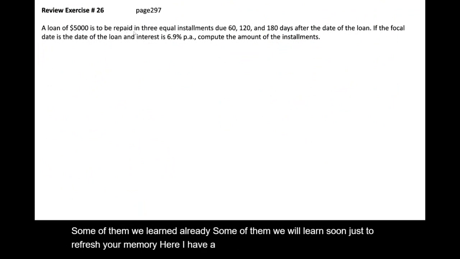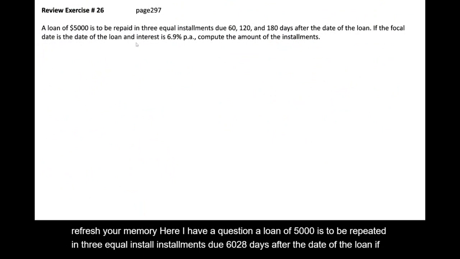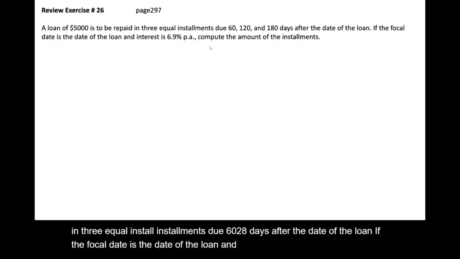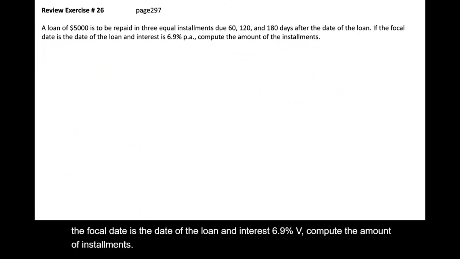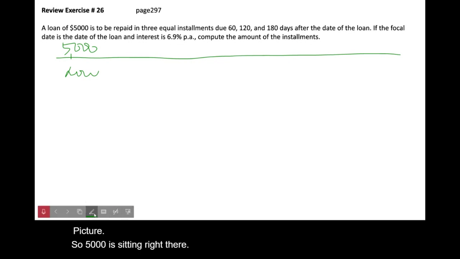A loan of 5,000 is to be repaid in 3 equal installments due 60, 120, 180 days after the date of the loan. If the focal date is the date of the loan and interest is 6.9%, compute the amount of installments. Okay, so recommended picture. So 5,000 is sitting right there. Right, so it is what? Focal date, right?